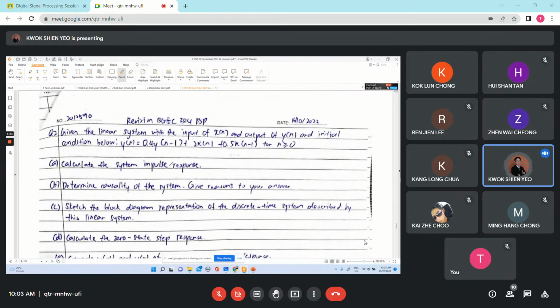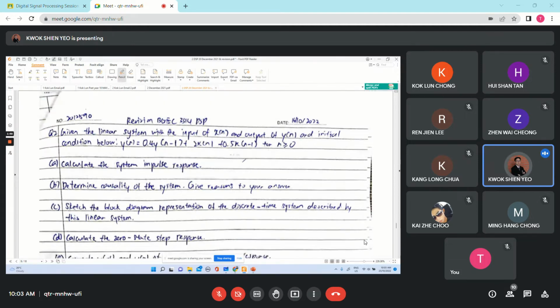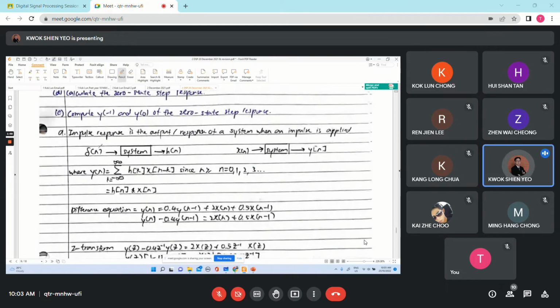Okay, next page. Given the linear system with the input x(n) and output y(n) and initial condition below, calculate the system response. Okay, let me see.